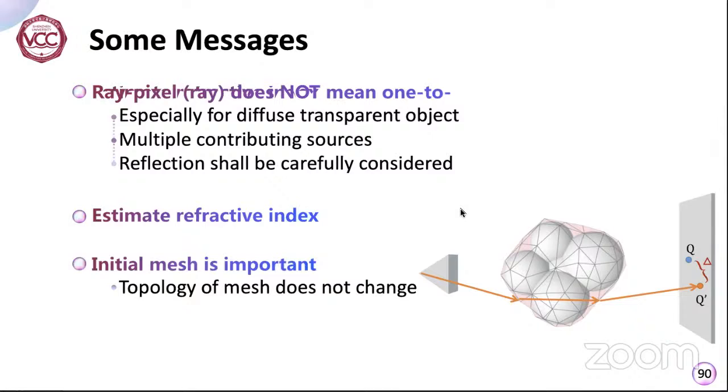In our framework, the topology of the mesh does not change during the optimization. So it is important to obtain a good initial mesh. Can we relax this requirement? That's interesting to explore. Further work would also attempt to alleviate the two refraction restriction, especially for objects with big cavities, like this shell model I just showed.